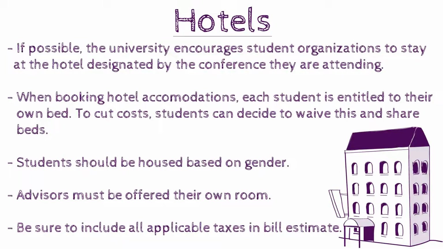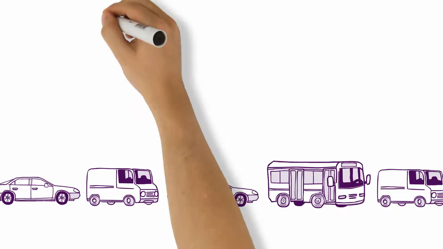If possible, the university encourages student organizations to stay at the hotel designated by the conference they are attending or the organization arranging their travel. When booking hotel accommodations, each student is entitled to their own bed. To cut costs, students can waive this right and share beds if they desire. Students should be housed based on gender, and advisors must be offered their own room. Please be sure to include all applicable taxes in your bill estimate when you are looking to book hotels.